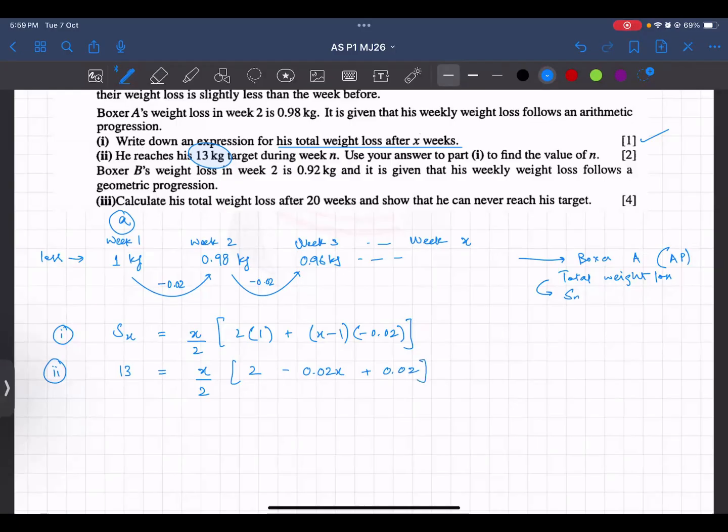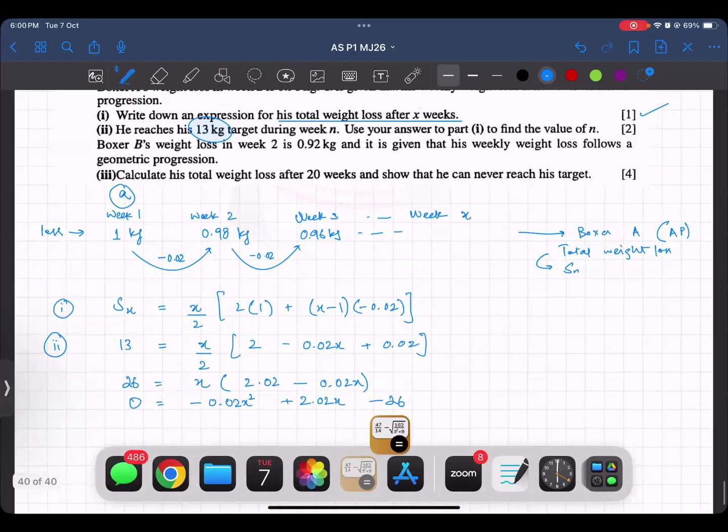So 2 would go over there and multiply. So 26 is equal to x. 2 plus 0.02 will be 2.02 minus 0.02x. Expand and move everything on one side. So this would become minus 0.02x squared plus 2.02x minus 26. This becomes a quadratic.